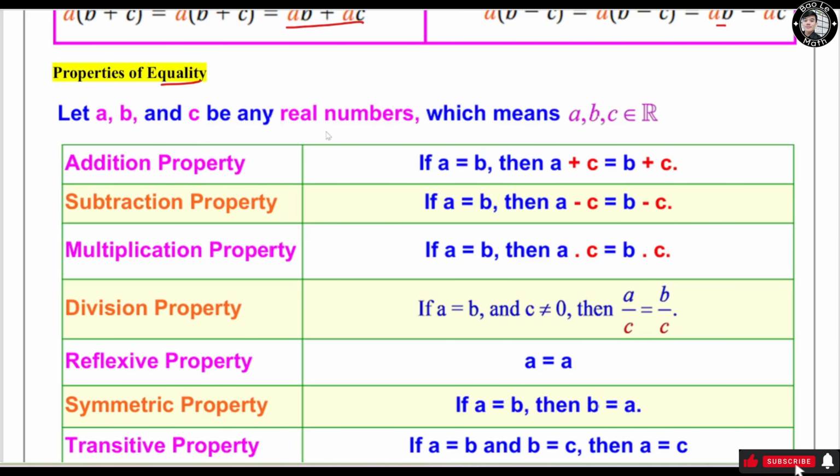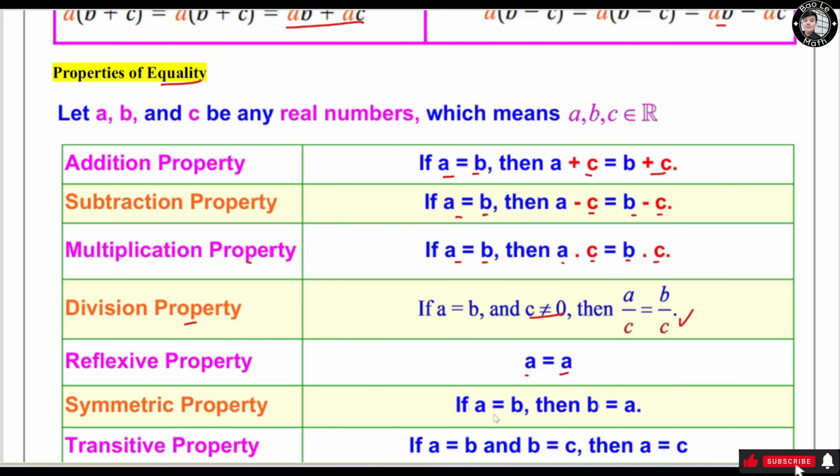Let A, B, C be real numbers. Addition property, if A equals B, then A plus C equals B plus C. Subtraction property, if A equals B, then A minus C equals B minus C. Multiplication property, if A equals B, then A times C equals B times C. Division property, if A equals B and C is not equal to 0, then you can divide both sides by C. Now reflexive property, A always equals A.